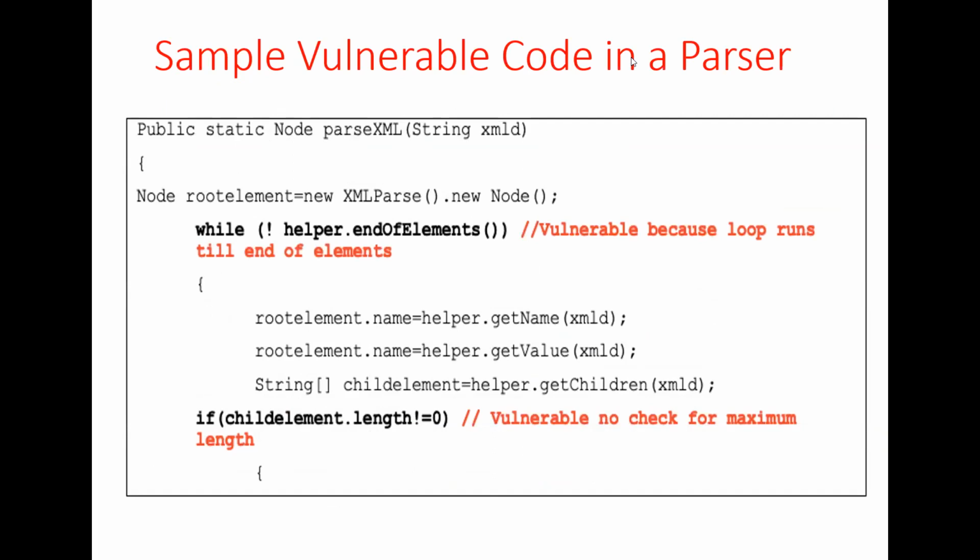As an example, I have presented a vulnerable code snippet wherein there is a while loop which goes till the end of the elements, and there is no check for the end of the elements. So this loop will keep running for the 5 lakh nodes and 5 lakh elements, and will consume all the system resources, memory as well as processors, and make the server halt, causing a denial of service attack.